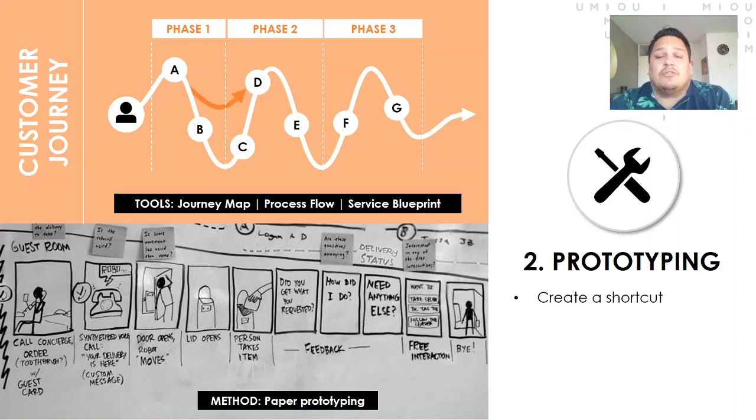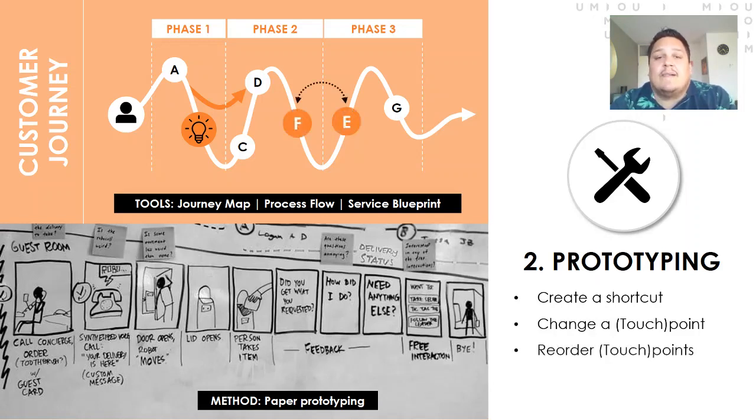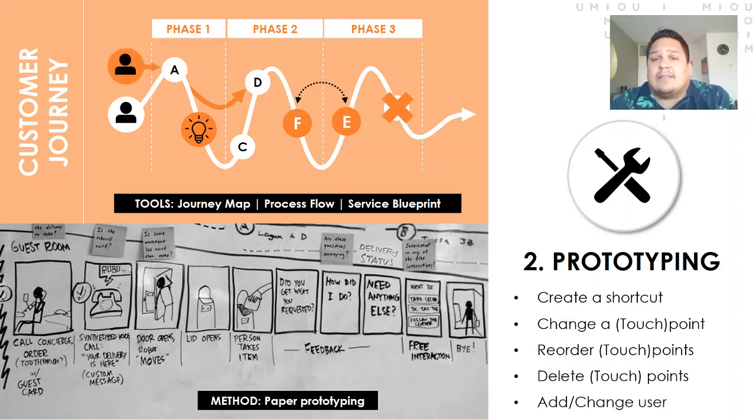So say for instance, on the top, this is the journey as it is right now. Maybe you can make a shortcut. Or maybe you want to change touch point B. You want to change, for instance, something new. That is where basically your intervention is going to take place. Or maybe you want to reorder some touch points or some moments in this journey. Or maybe you want to eliminate or delete a point, or you want to focus on a different kind of user or patient. That's all, for instance, possible. So from there you can also create a new map of working.